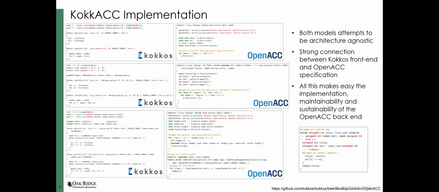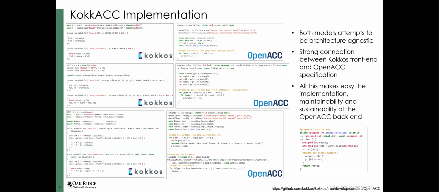So Kokkos and OpenACC have many things in common. Both are architecture agnostic solutions. In many cases, even the same terms, the same methodology or idea behind the different operations or features are exactly the same in both solutions, in Kokkos and OpenACC. All this makes the implementation of the Kokkos front end using OpenACC extremely easy.